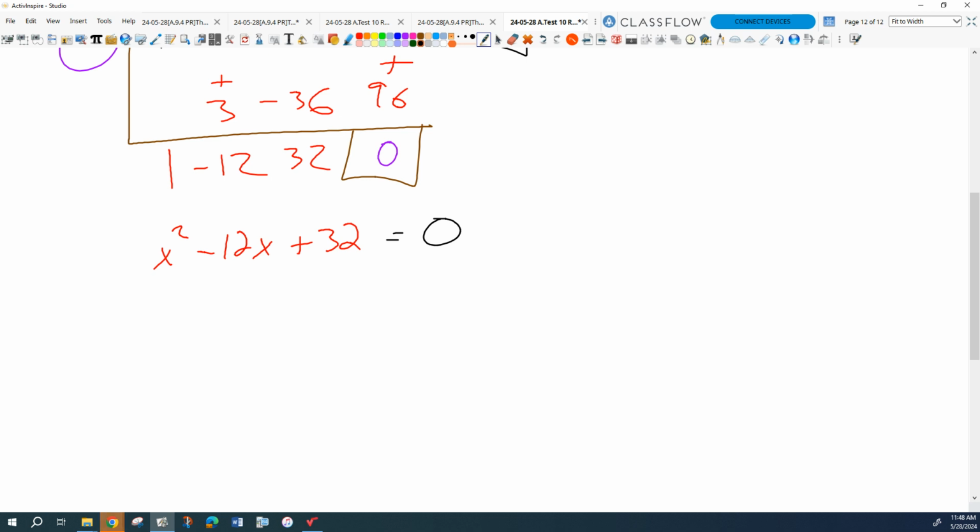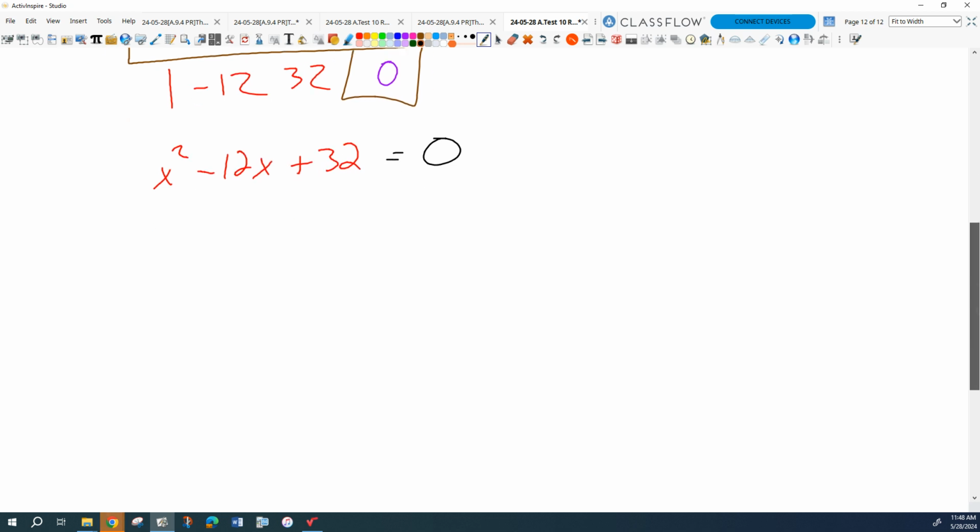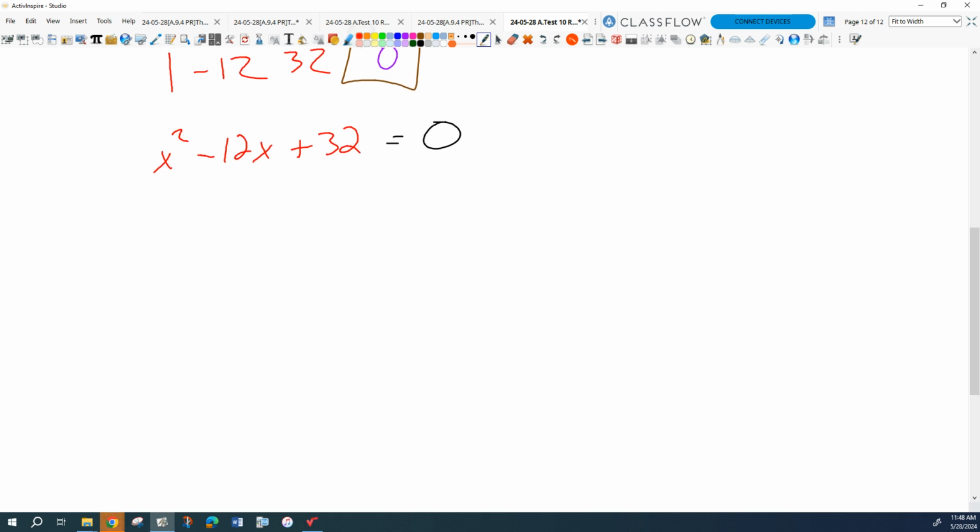I could use quadratic formula, but we don't need to. What can we do instead? Magic numbers. So what would they be? I have to multiply to positive 32 and add to negative 12. Negative 8, negative 4. So then what are my solutions?